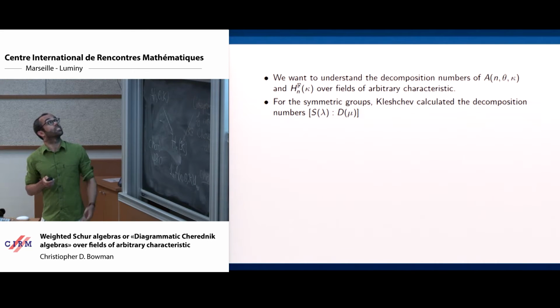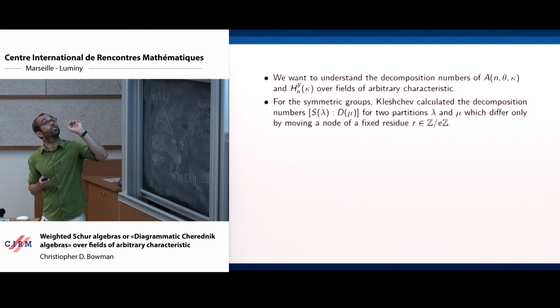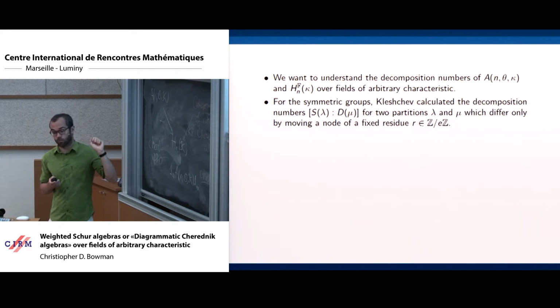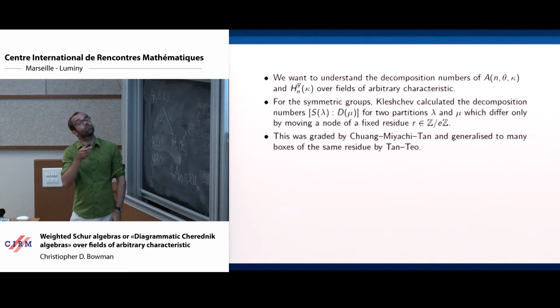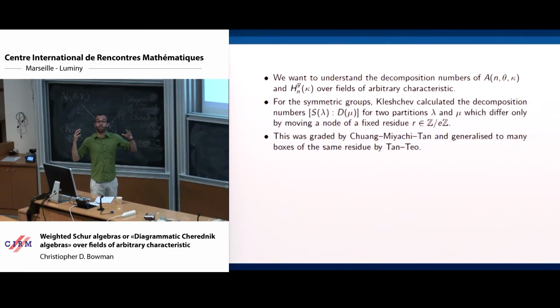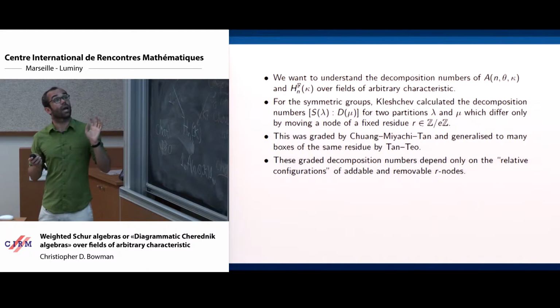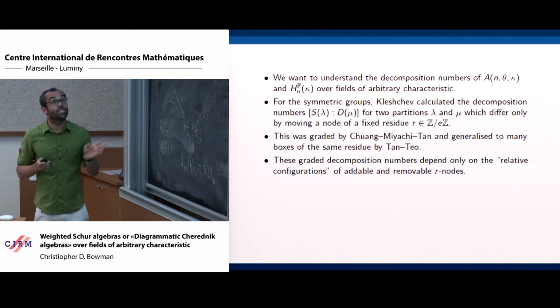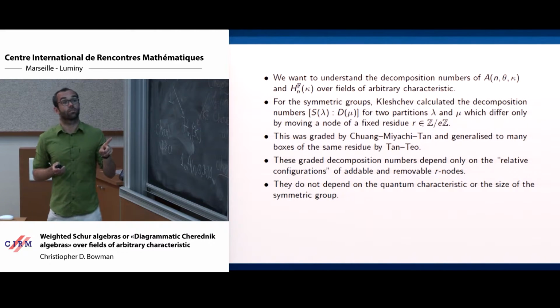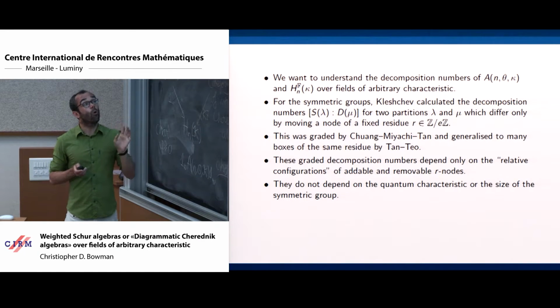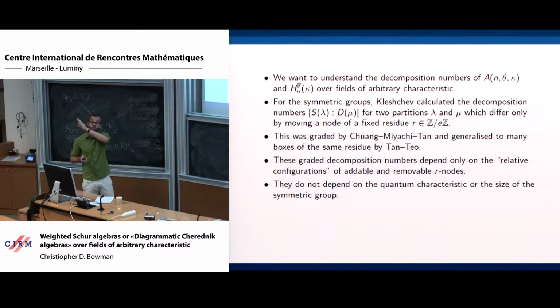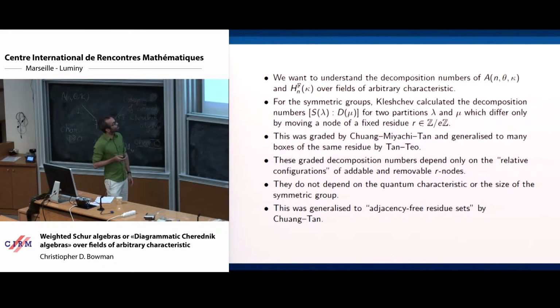For the symmetric groups, Kleshchev calculated decomposition matrices where two partitions differ only by moving a single node of a fixed residue. Now, this was quantized by Chuang, Miyachi and Tan, and then generalized to cover moving lots of boxes of one fixed residue by Tan and Tiu. What's great about these decomposition numbers is that they only depend on the addable and removable r-nodes that you're moving around. In particular, they do not depend on the quantum characteristic of your algebra, our little number e, or the size of the symmetric group you're interested in. So if you move 3 boxes from one position to another for S 1,000,000, it's the same as doing it for S 10, say. That's probably big enough. So that's a lovely result.